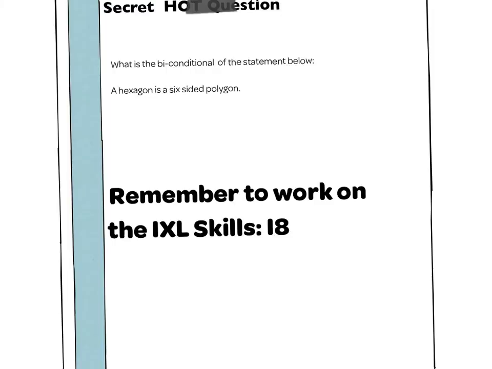Here is your secret hot question. It says, what is the biconditional of the statement below? A hexagon is a 6-sided polygon. What is the biconditional of the statement below? A hexagon is a 6-sided polygon.